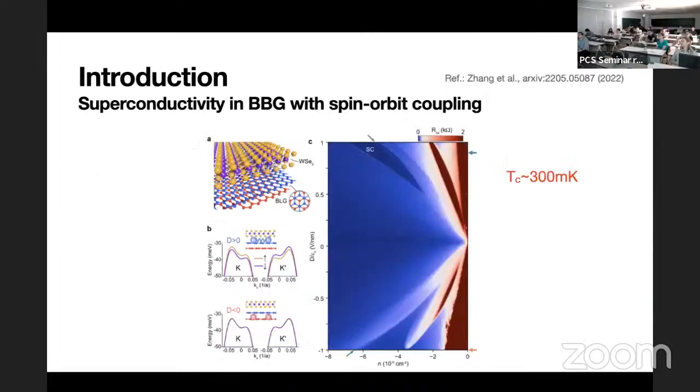Sorry, from figure A, how can I see that when you apply the displacement field, electrons are being pushed towards WSe2? So the displacement field is just an electric field perpendicular to these layers. For the positive displacement field, the electric field is such that all the electrons get pushed up, whereas for the negative displacement field, all the electrons get pushed down. In one case, they feel the WSe2, in the other case, they don't feel the WSe2. Okay.